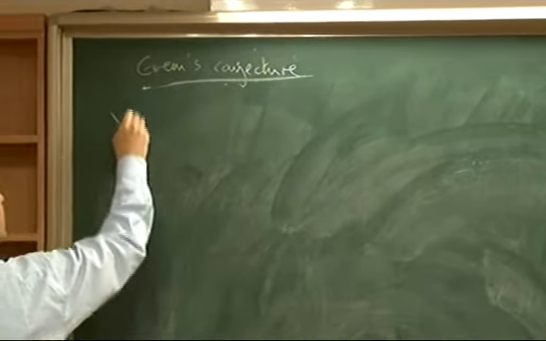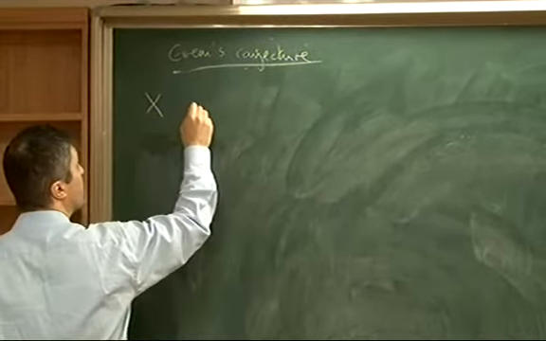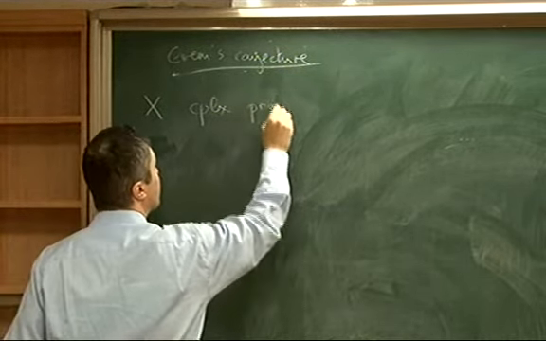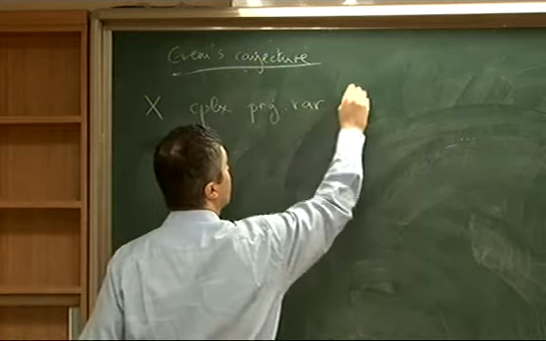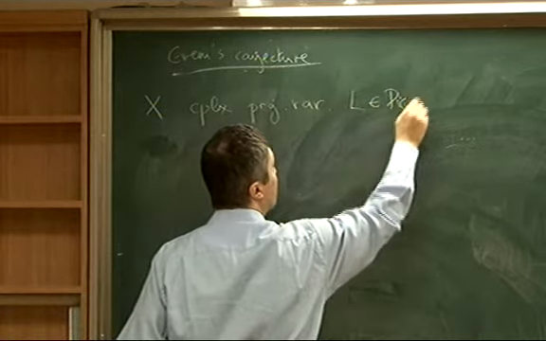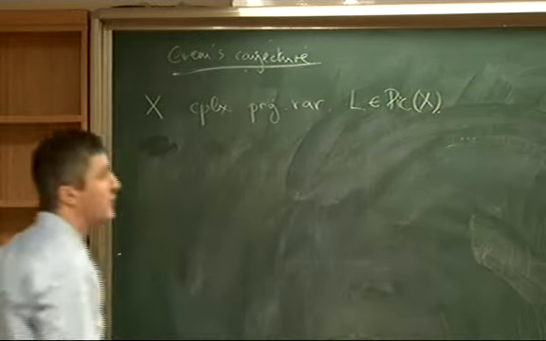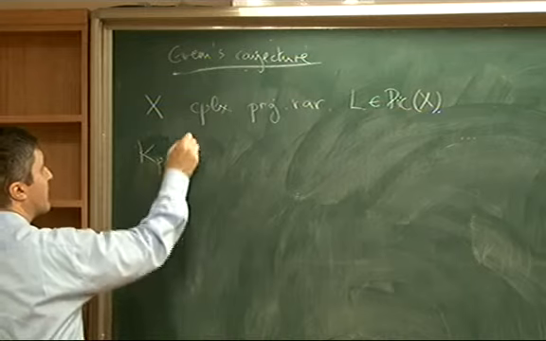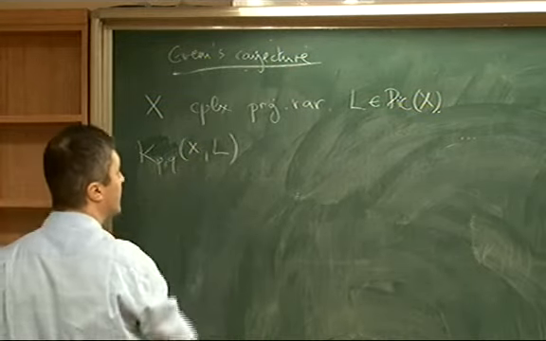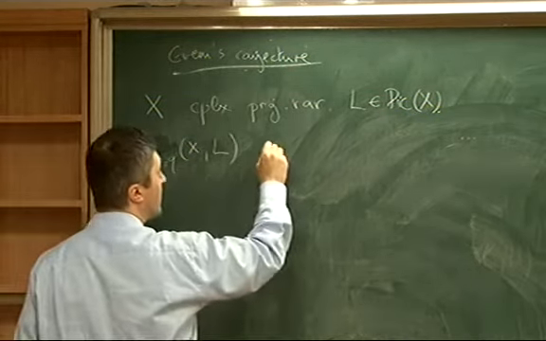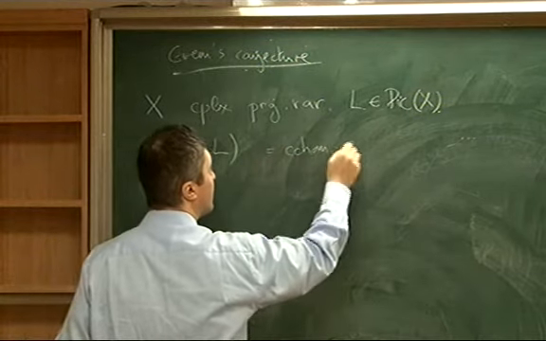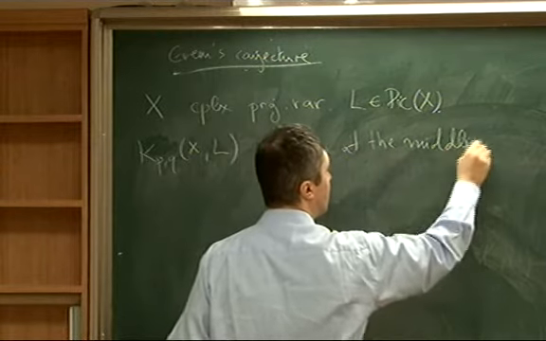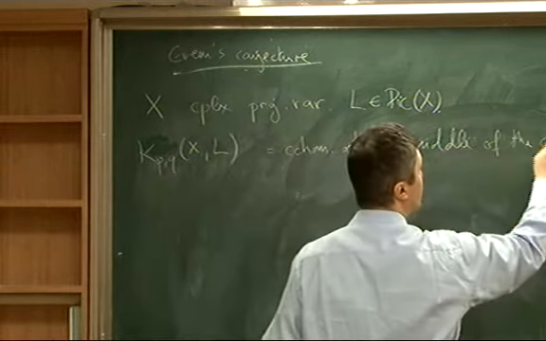If X was a complex projective variety, and L was a line bundle on X, we have defined the Koszul cohomology space of X with values in this line bundle L as being the cohomology at the middle of the complex.